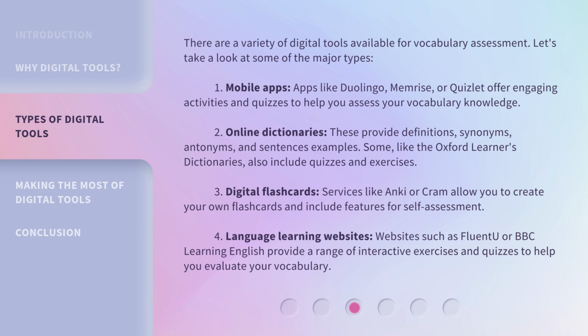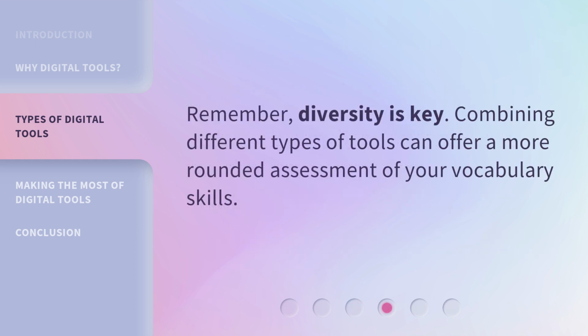Some, like the Oxford Learner's Dictionaries, also include quizzes and exercises. 3. Digital flashcards. Services like Anki or Cram allow you to create your own flashcards and include features for self-assessment. 4. Language learning websites. Websites such as FluentU or BBC Learning English provide a range of interactive exercises and quizzes to help you evaluate your vocabulary. Remember, diversity is key. Combining different types of tools can offer a more rounded assessment of your vocabulary skills.